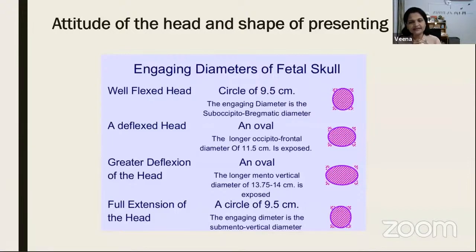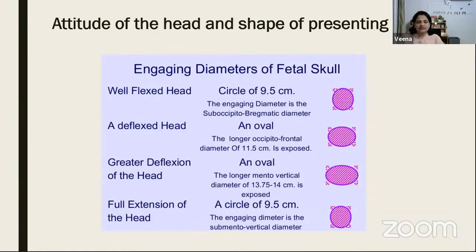Submentobregmatic, which is again 9.5 centimeters. So mathematically, there is obviously no difference between a vertex and a face. Even then, face is classified as malpresentation. Agree? You have read in the chapters, no? Face comes under malpresentation and vertex is normal for us.